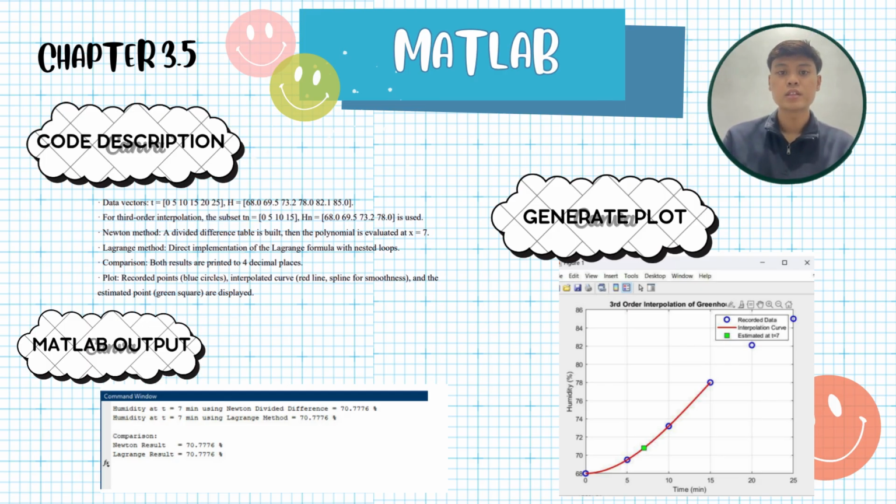Okay, for the next part, the interpolation process was implemented using MATLAB to verify the manual calculation and to provide a graphical representation of the data. The recorded time and humidity values were first defined as data vectors in the MATLAB program. Both the Newton divided difference and Lagrange interpolation methods were then applied to estimate the humidity value at 7 minutes. The MATLAB code automatically calculated the interpolation polynomial and evaluated it at the specific point.